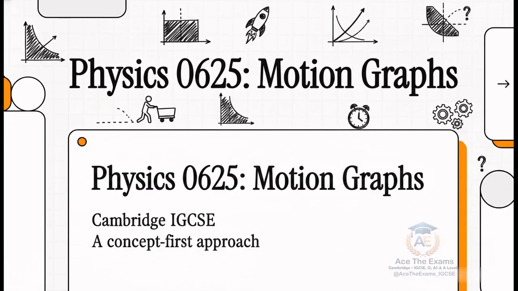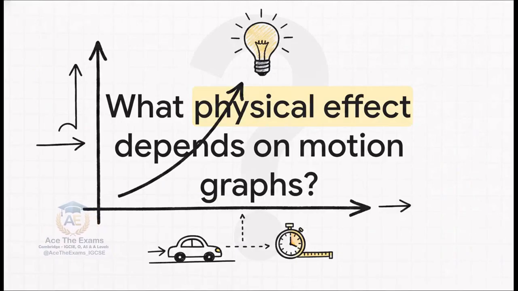By the time we're done, no matter what kind of crazy complex graph the examiner throws at you, you will instantly know exactly how to break it down. To avoid relying on memorized wording, which is exactly what trips up students like Alex, a strong start requires us to ask a really crucial question. What physical effect, measurement, or prediction actually depends on understanding motion graphs? Like seriously, why do we care? If we don't know why we're looking at a graph, we're just doing a math exercise, not physics.